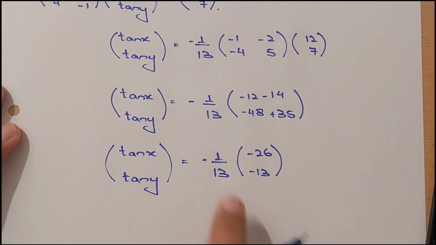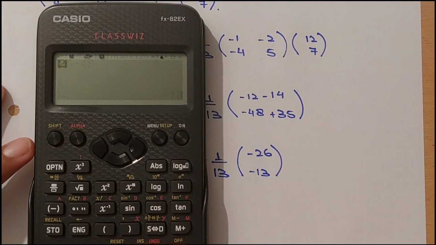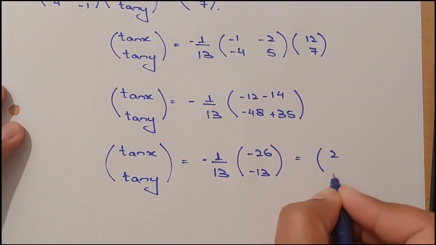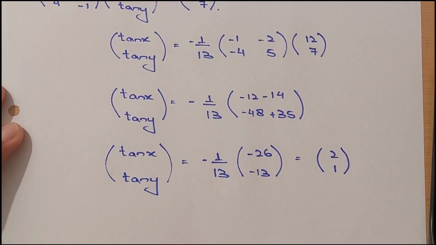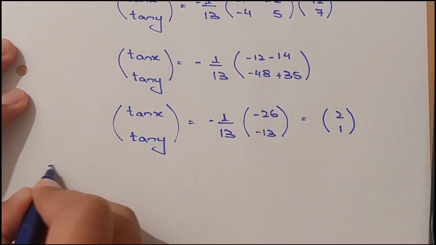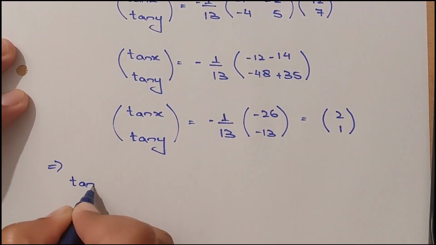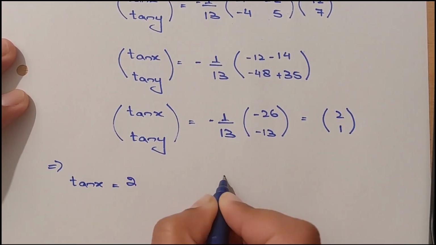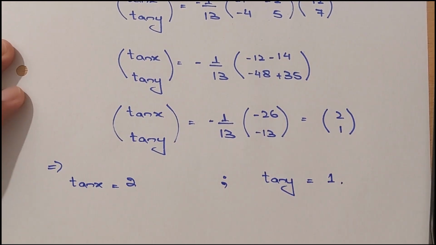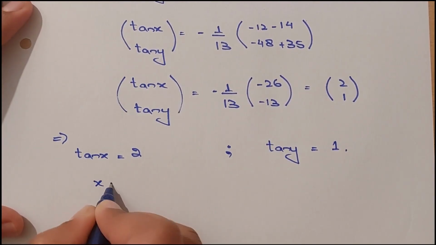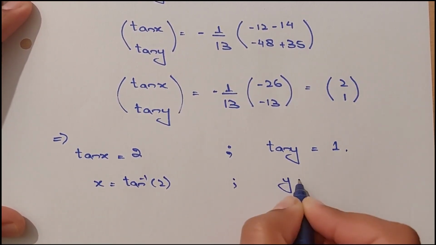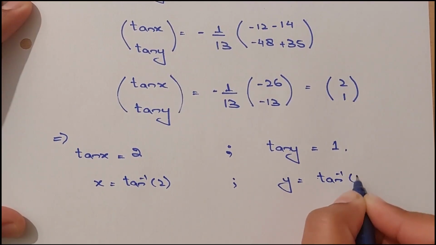We can simplify it further. 26 divided by 13 is 2, and the negative sign cancels with the negative. So this is 2, and this is 1, since -13 divided by -13 is 1. So tan x equals 2 and tan y equals 1. So from here x equals tan inverse of 2 and y equals tan inverse of 1.